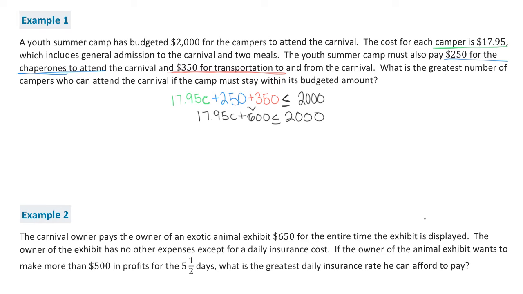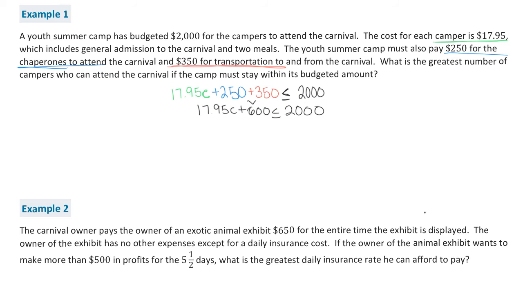We have 600. To get rid of that 600, I need to think of 600's additive inverse. The additive inverse of 600 is going to be negative 600. So when I rewrite this out, I'm going to have 17.95C plus 600 minus 600 is less than or equal to 2,000 minus 600. Remember, what we do on one side, we have to do to the other.